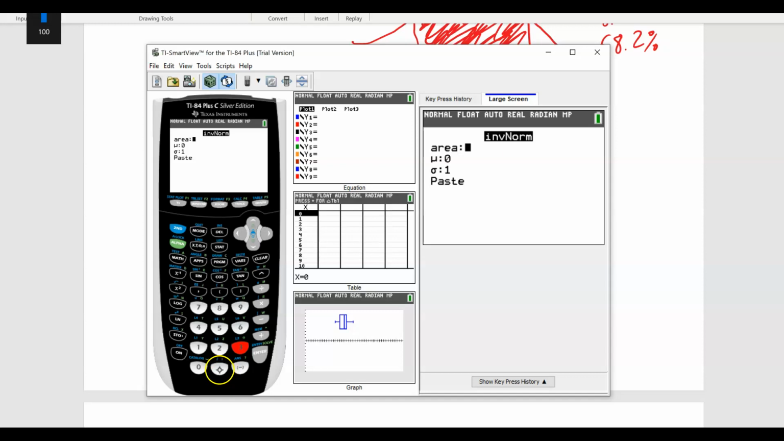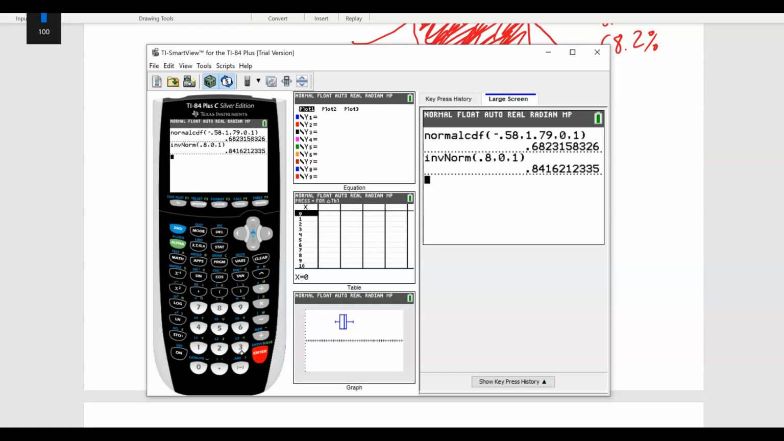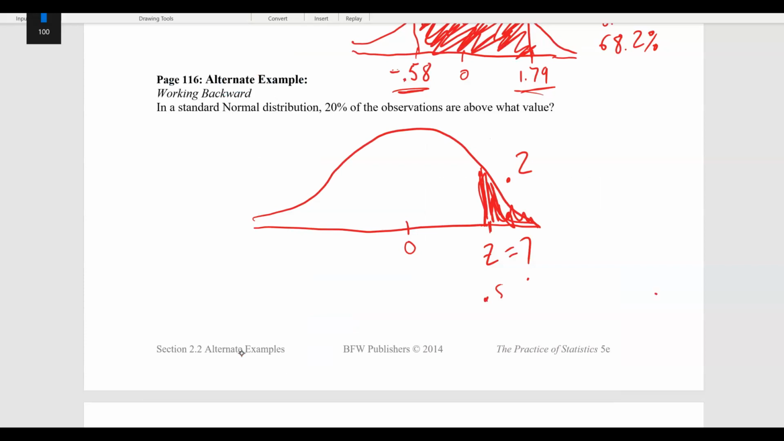Okay, the area that I'm talking about here, at least that I want to tell the calculator, is the area to the left. So anytime you use inverse norm, it's going to be area to the left, mean, and standard deviation. So my area to the left here is 0.8, and my answer should make sense. If I put in the wrong area, if I put in 0.2, I should get a number that doesn't make sense. 0.84 makes sense to me here, right? 0.84 is a z-score above the mean.